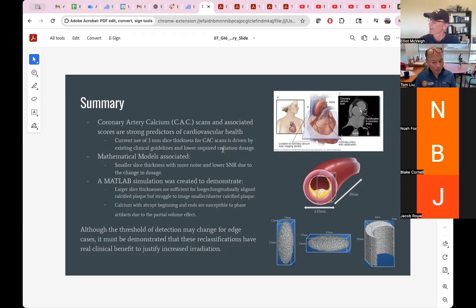Okay, so your project then really was looking at reducing slice thickness and its effect on these fairly larger pieces of calcium, these things that you guys are calling edge cases, but are fairly visible in all current 3 millimeter or 2.5 millimeter calcium scans. So let me ask you a question.